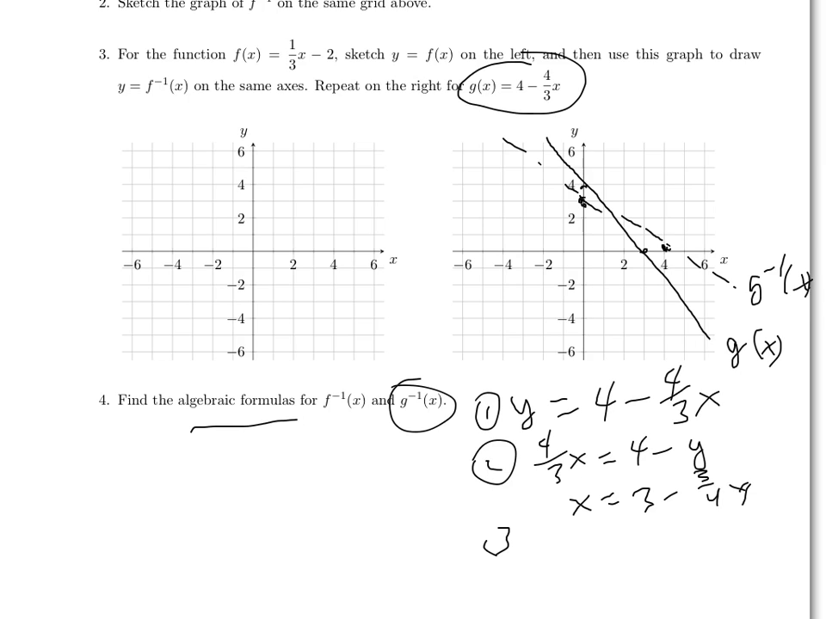And then the third step was to switch the x and the y. And this is the step that actually forms the inverse. The other steps just rewrote the equation, but this forms the inverse. And so this is the equation of this dashed line up here. So that would be my algebra expression for g inverse of x.